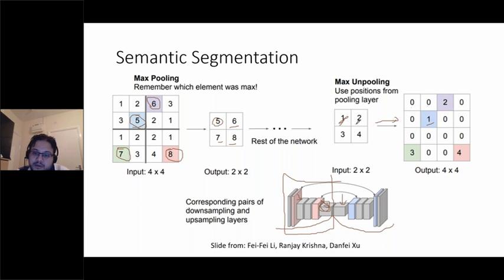Same for this 2. Where shall we put this 2? Here, here, or here, or here? We put it where it came from. It came from this. Here. And same for the others. And we put zeros everywhere. We don't know what to put.